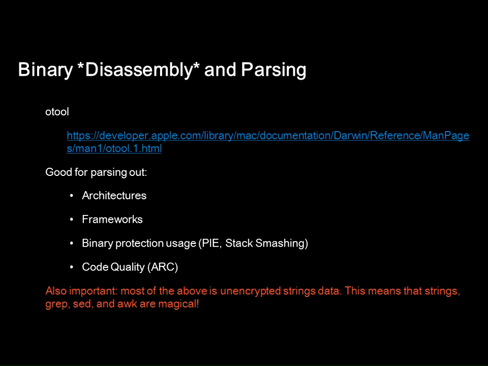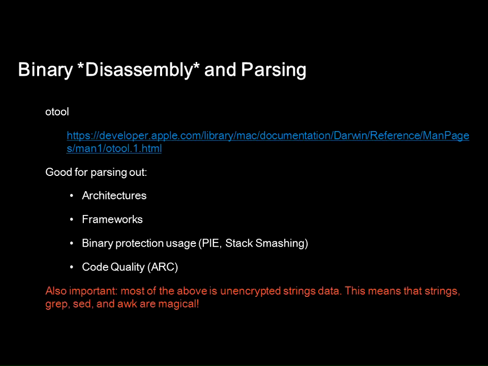We can get architectures. We can get header flags. We can tell what frameworks the app uses. We can actually get some security information right off the bat. Things like if they're using ARC, automatic reference counting, and making use of that in the binary, do they have PIE enabled, which is position independent executable? It's a flag that I want to see if I'm doing an assessment on an app. Are they using stack smashing protections? This is stuff we can get right off the bat just by running OTool.